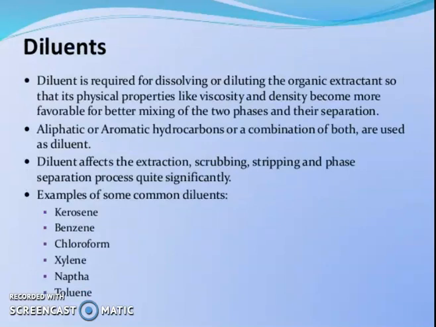Diluents. What is diluent? Diluent is required for dissolving or diluting the organic extractant, so that its physical properties like viscosity and density become more favorable for better mixing of the two phases and their separation. Aliphatic or aromatic hydrocarbons or a combination of both are used as diluents. Diluents affect the extraction, scrubbing, stripping, and phase separation process quite significantly. Examples of some common diluents: kerosene, benzene, chloroform, xylene, naphtha, toluene.